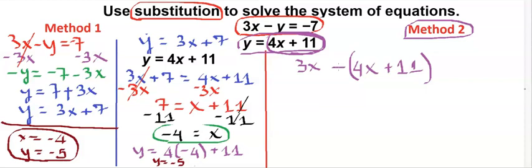Why do I need to put the parentheses around it though? Why is it important that I have the parentheses around the 4x plus 11? Yeah, we can say minus y, but I don't know what y is. y is what? 4x plus 11. That's correct. Okay. So if you don't put the parentheses around the 4x plus 11, the problem is you can end up changing the problem.